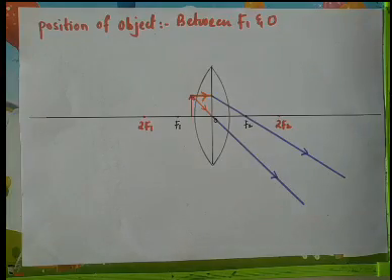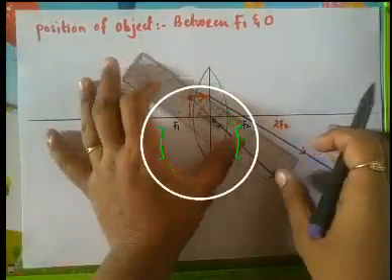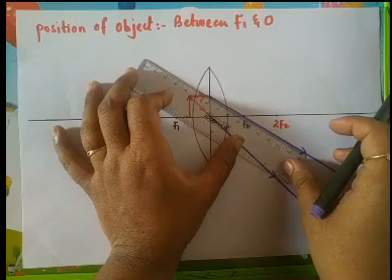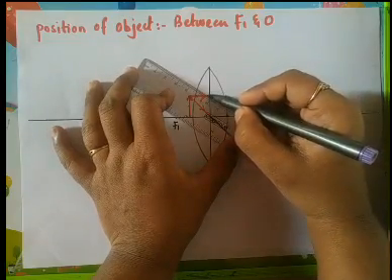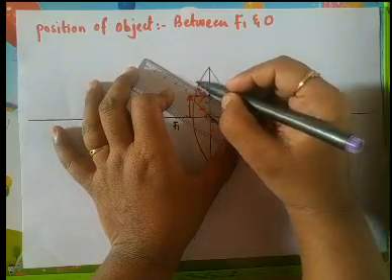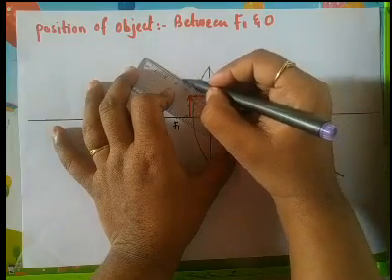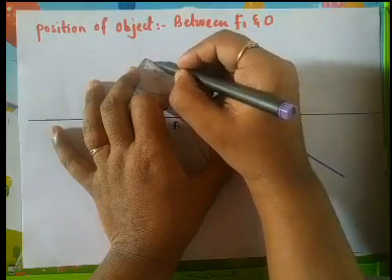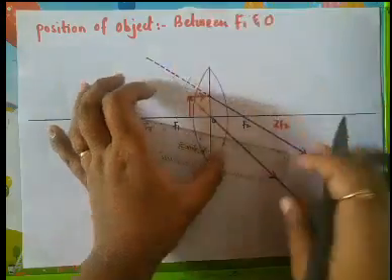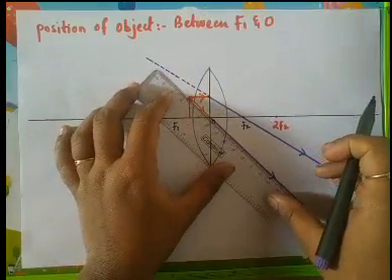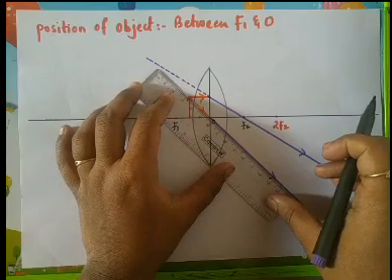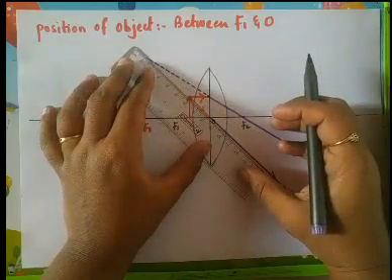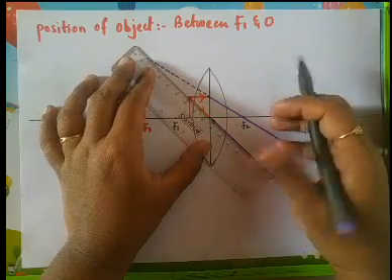So what I will do, I am going to extend these rays behind the lens. So here I am going to extend these rays. I'll extend these rays behind the lens. So here I have extended these rays. I'll extend this ray also. So this ray also I am going to extend further behind the lens.